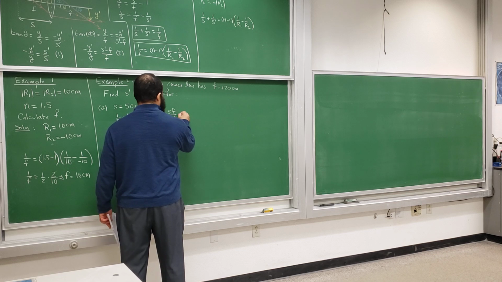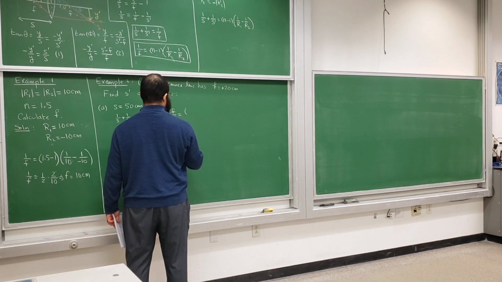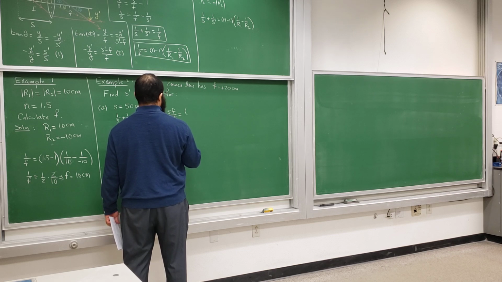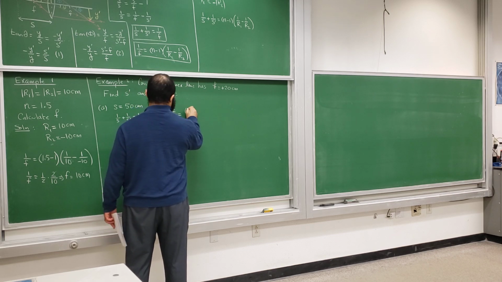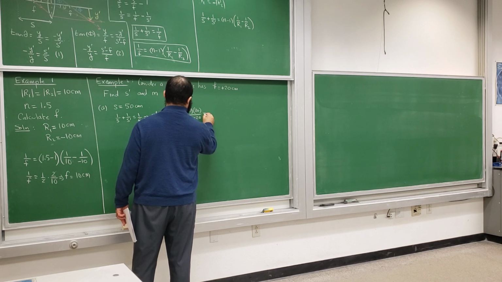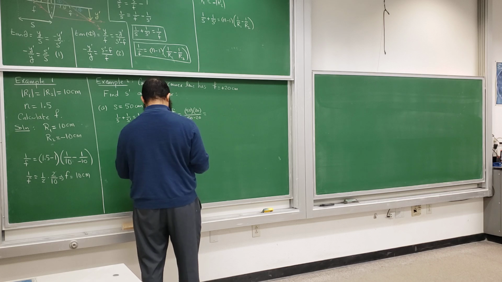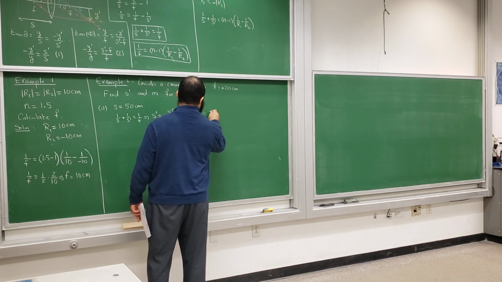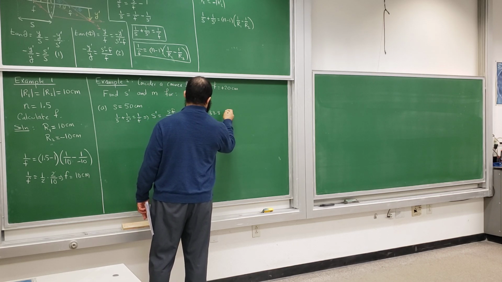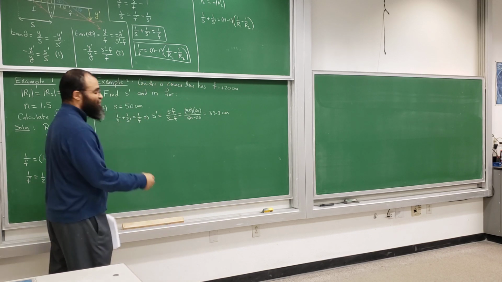So then, in order not to make a mistake, always use parentheses, although in this case f is positive. S is 50. Everything is in centimeters, so the answer will come out in centimeters: 20, and then 50 minus 20, and we get 30. So 33 and a third centimeters. That's S prime.